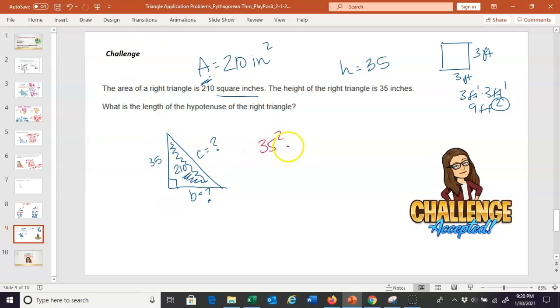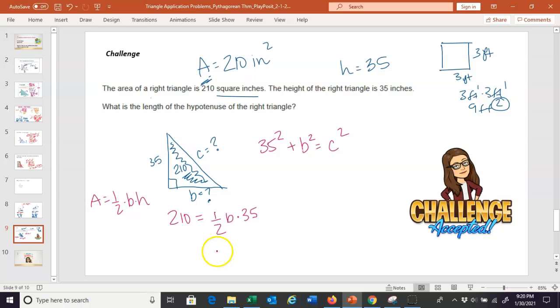Let's set it up. B squared, look, you have two unknowns. We don't know the base and we don't know the hypotenuse. So there's no way to solve that yet. Let's use what they give us, the area and the area formula, to figure out one of those unknowns. We can find B. The area is 210, the base is unknown, and the height is 35. So let's solve for B.